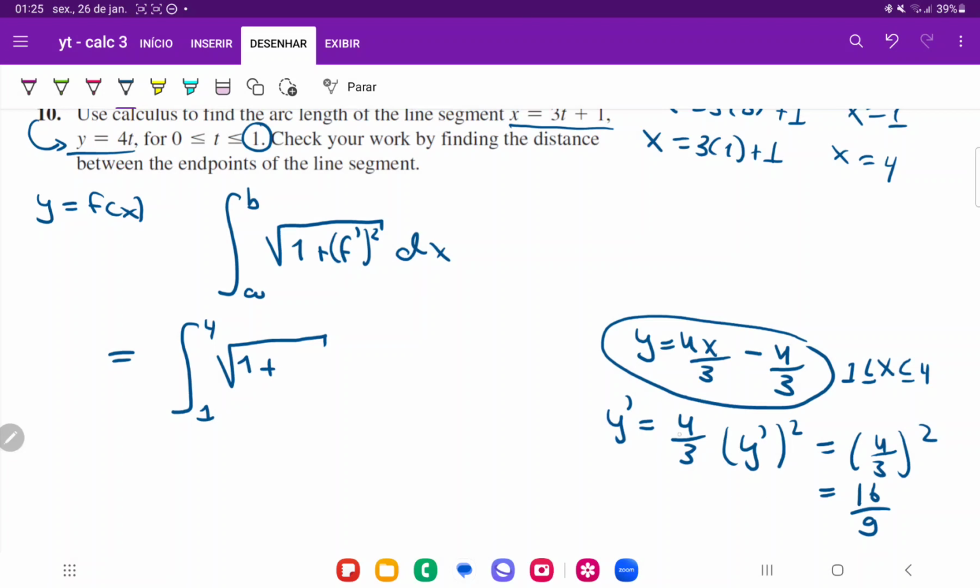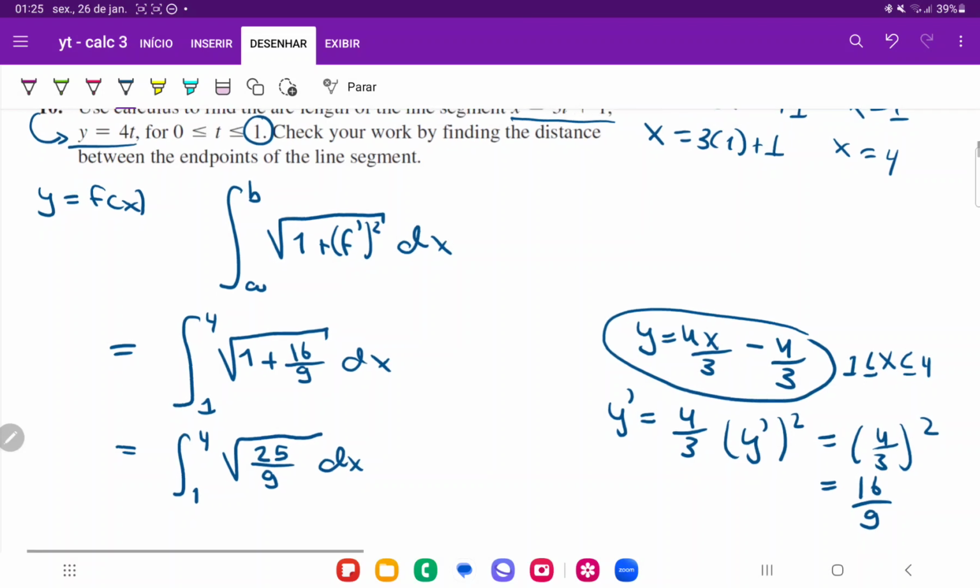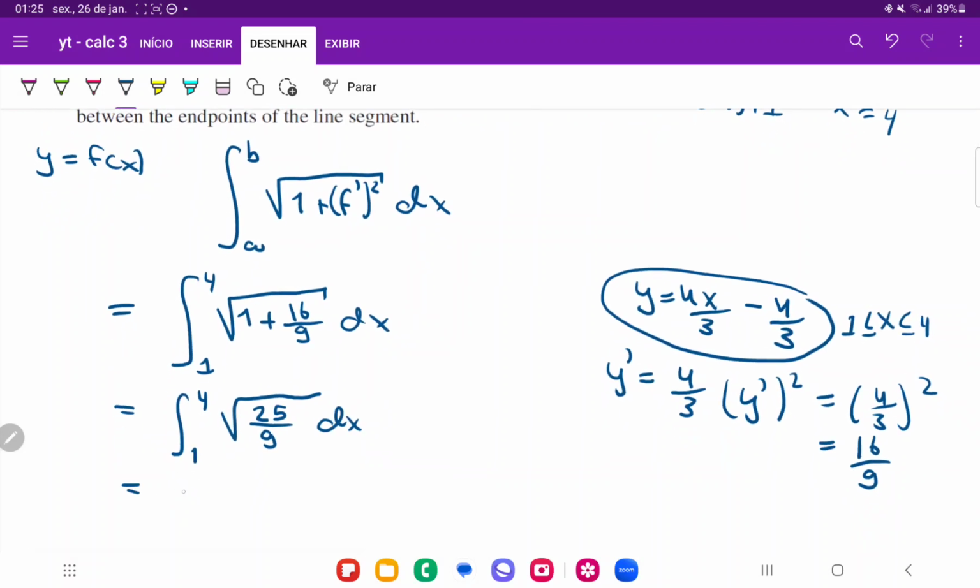And as we saw, f prime is 4/3 and f prime squared is 16 over 9. So 1 plus 16 over 9, and then dx. Once we have this here, that's going to be equal to the integral from 1 to 4 of 1 plus 16 over 9, which, multiplied by 9, is 25 over 9 dx. And that's the same thing as the integral from 1 to 4. We can take the square root of the upper part, so the square root of 25 is just 5.